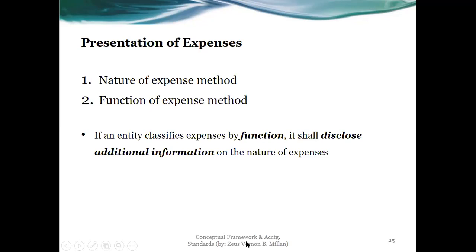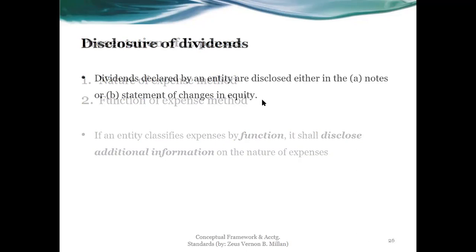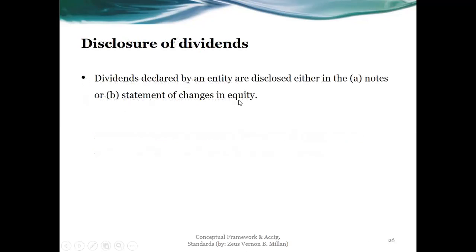If we classify by function, there is a need to disclose in the notes additional information as to what composes those 4 functional ways of presenting expenses. So they have to be disclosed in the notes of the financial statements. Then dividends also will have to be disclosed, and they have to be declared by the entity, so they are already ready for distribution to the shareholders or investors of the corporation.